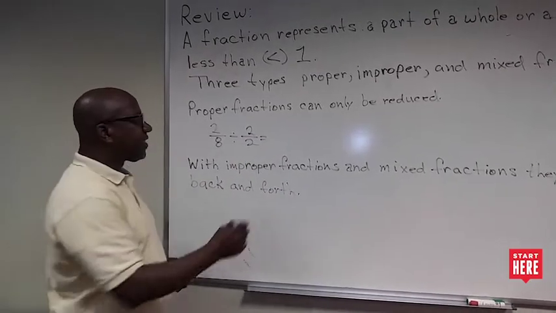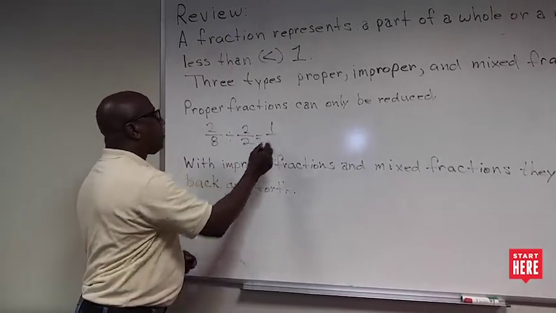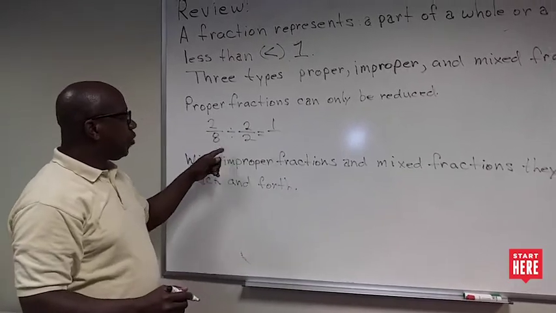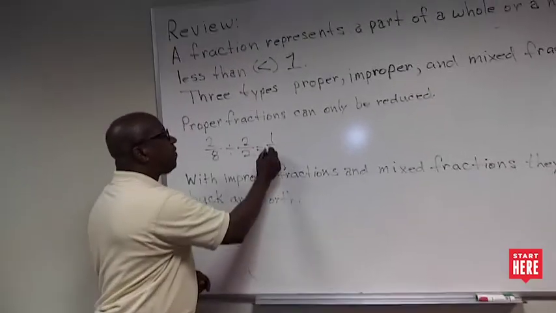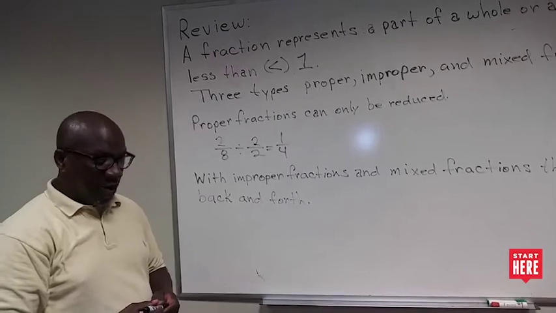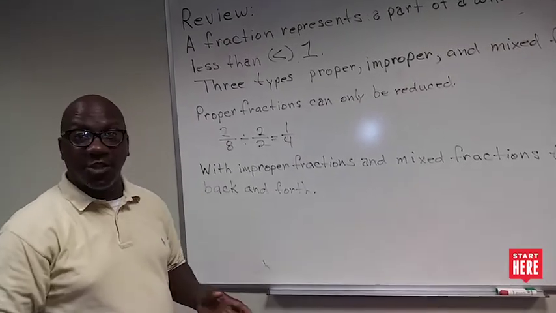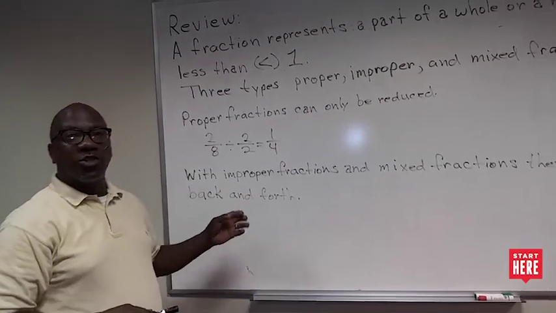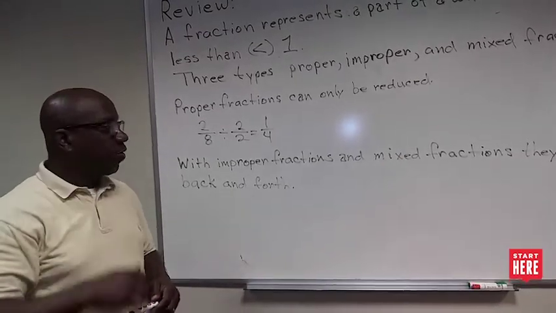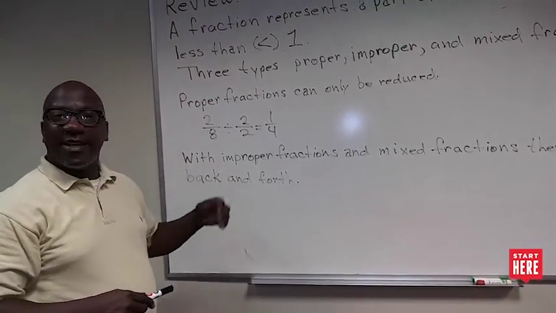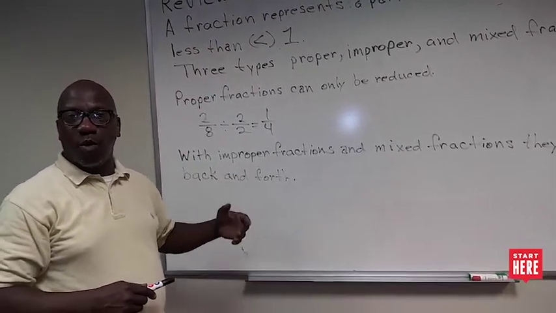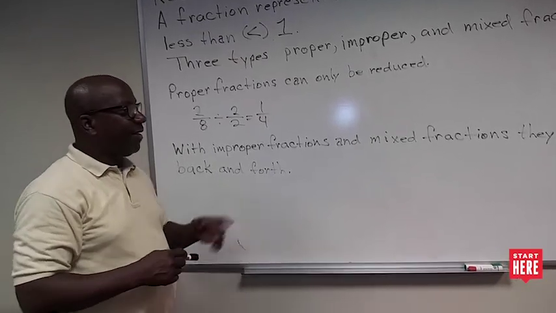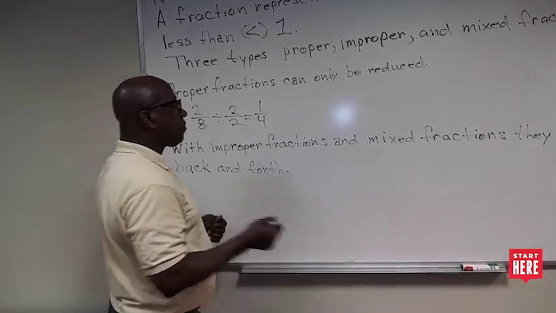Two will go into itself 1 time. 2 will go into 8 4 times. Therefore, the proper fraction 2/8 can be reduced to 1/4. In other words, 2/8 is the same as 1/4 of anything. Let's try another one.